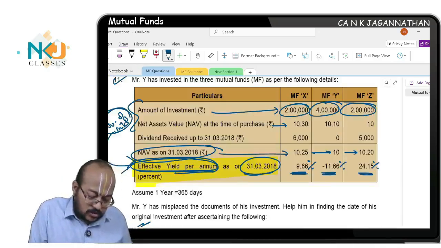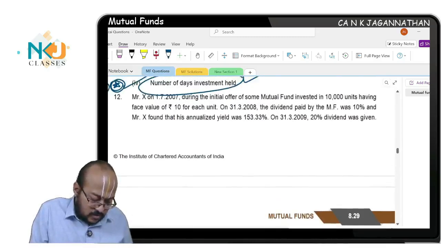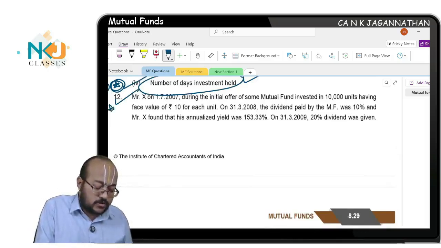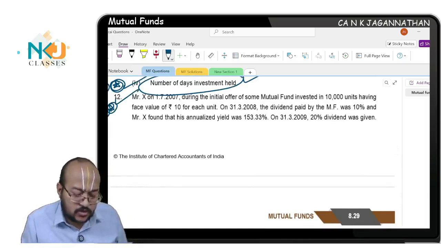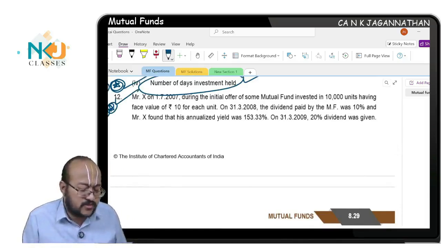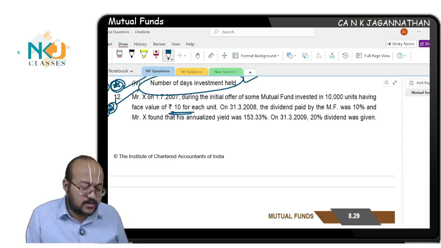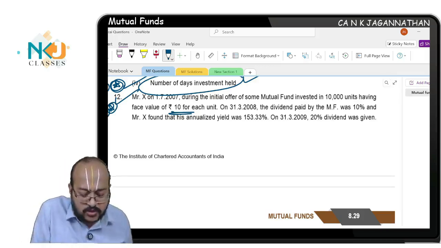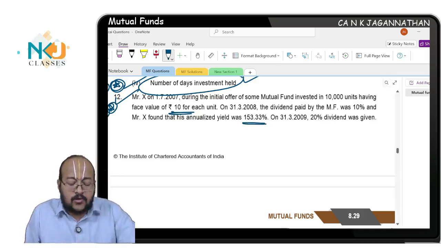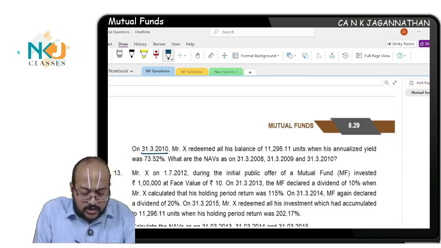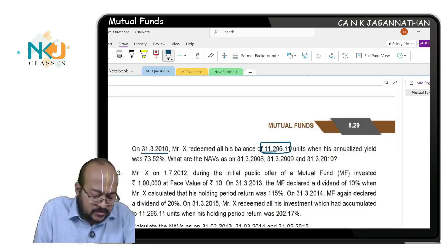Take question number 12 for discussion. Mr. X on 1/7/2007. This is a very important question, mark it as a very important question. During the initial offer of a mutual fund, he invested in 10,000 units having a face value of 10 for each unit. On 31/3/2008 the dividend paid by the MF was 10%, and Mr. X found that his annualized yield was 153.33%. On 31/3/2009, 20% dividend was given. On 31/3/2010, Mr. X redeemed all his balance units of 11,296 when his annualized yield was this much.